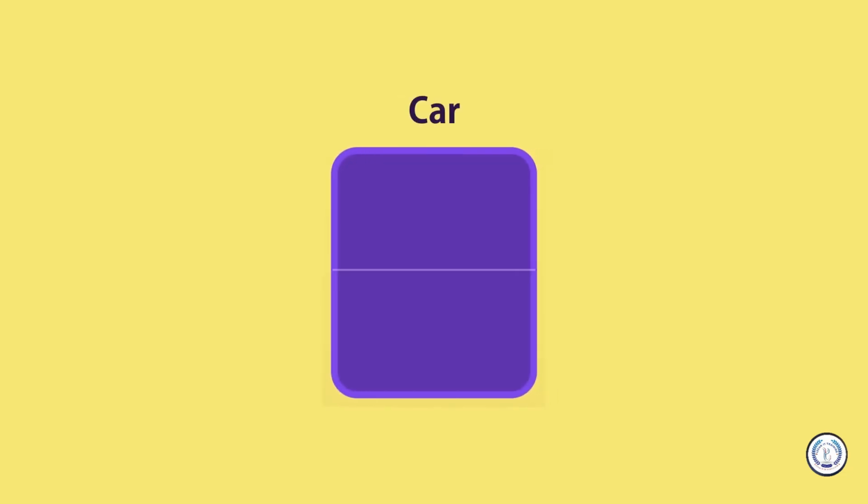Here's an example. Think of a car. A car is an object with properties such as make, model, and color, and methods like start, stop, and move. Now you might say, but Mosh, we don't have cars in our programs. Give me a real programming example.